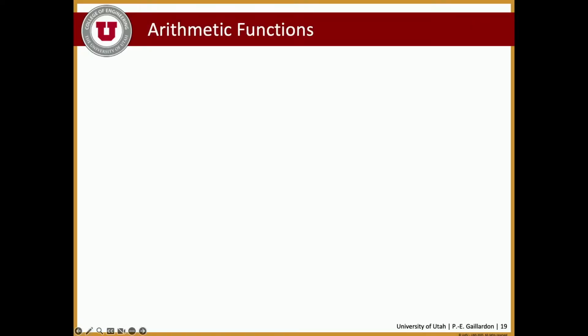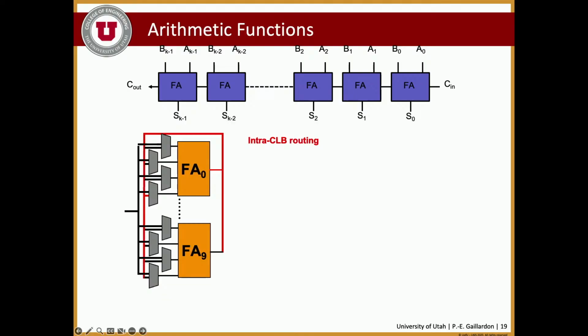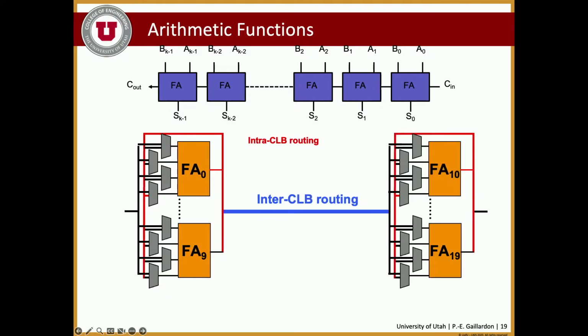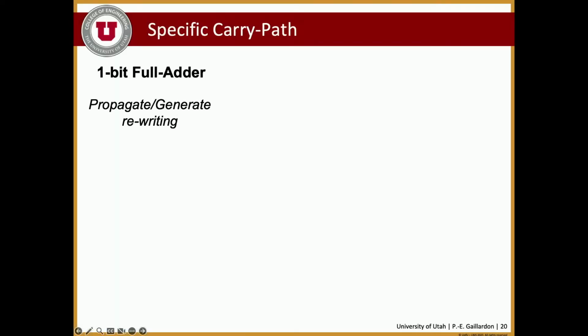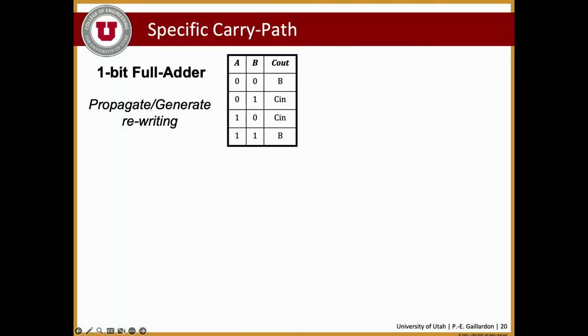So what is being done is to implement something specific. If you have to implement your carry routing, you will have to go through either intra-CLB or inter-CLB routing. It takes a lot of time. So what we're doing here is adding specific circuits inside of the CLBs to deal specifically with these arithmetic carry chains and similar stuff.